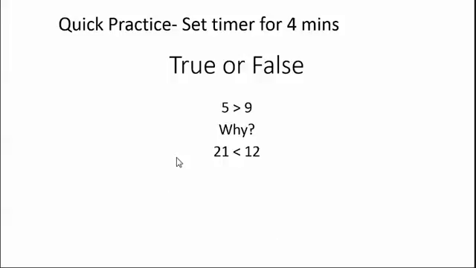For 21 is less than 12, again, they should recognize it's false. This one is trickier because it's two two-digit numbers and the same two-digit numbers just in a different order. And so you'll ask kids which place value did you look at? Did you look at the tens? Did you look at the ones? And it's also a good opportunity to reiterate that you look at the tens first. If the tens are the same, then you look at the ones, and the tens will tell you what's bigger, and if they're the same, then the ones will tell you what's bigger.